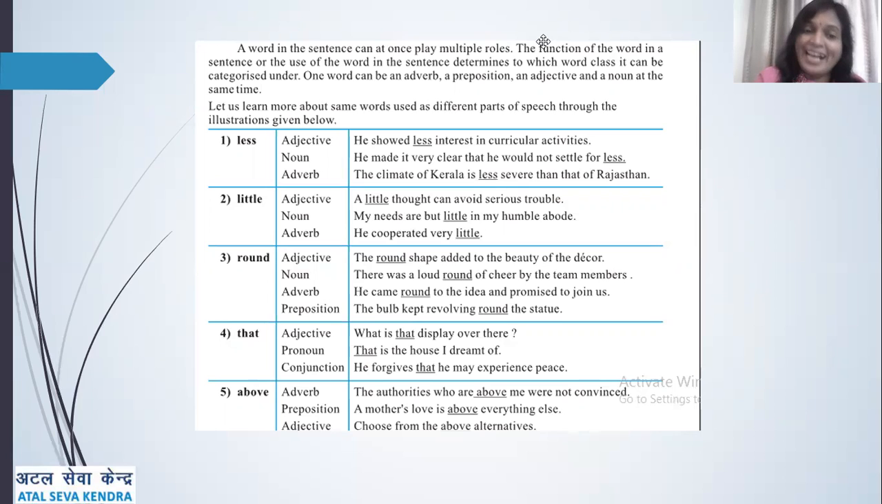Now we come to that. Adjective: What is that display over there? Pronoun: That is the house I dreamt of. Conjunction: He forgives that he may experience peace.